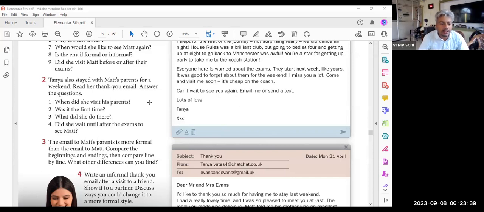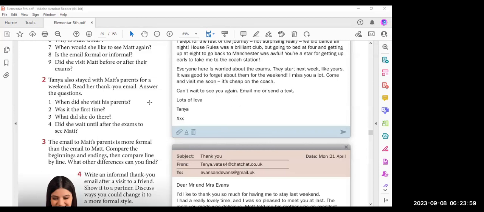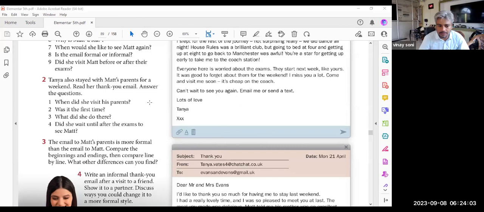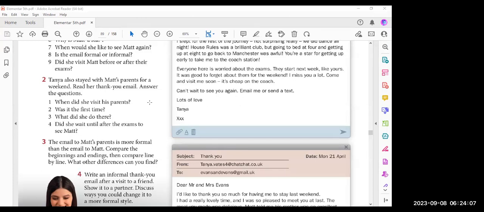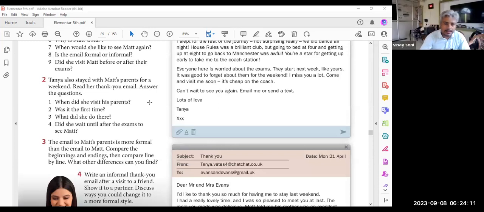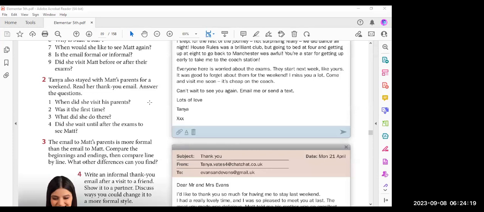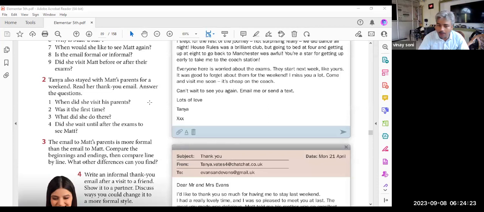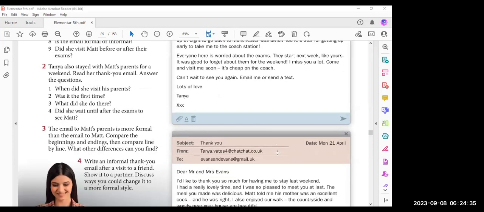Let's continue. Where were we? Was it the first time? The answer is yes. What did she do there? Pratik, Praful, what did she do there? And he made a delicious food. She enjoyed the delicious food his mother made. Yes. She also enjoyed the countryside walk. Yes. So she went for a walk in the countryside, in the woods.